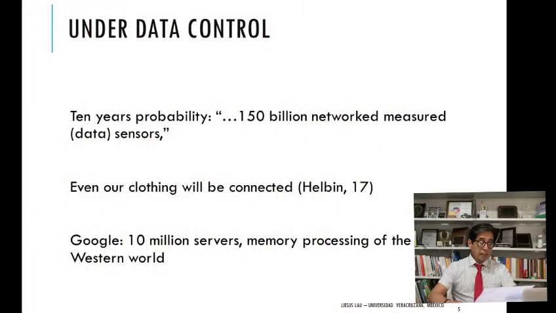The next slide is about some facts. It is expected that in 10 years, 50 billion networked measuring sensors will be controlling, taking data about ourselves. Even clothing will have connected sensors. Google, on the other hand, has become the memory of the Western world. It has 10 million servers. Well, these elements are enabling artificial intelligence to take place and to affect the way that we're going to work in the future. What are the challenges? The challenges are several.